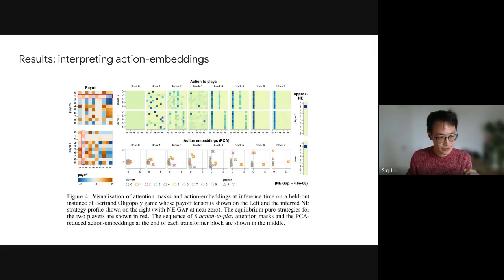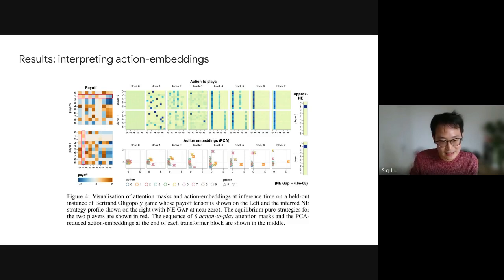And if you look at the sequence of action-to-play attention, the way to read this is every row is the action embedding of that player, and every column is the play that action has participated in. So here you can basically see that towards the end of the sequence, every action embedding is paying all their attention onto the Nash equilibrium strategy of the other player. And that kind of over time stabilizes.